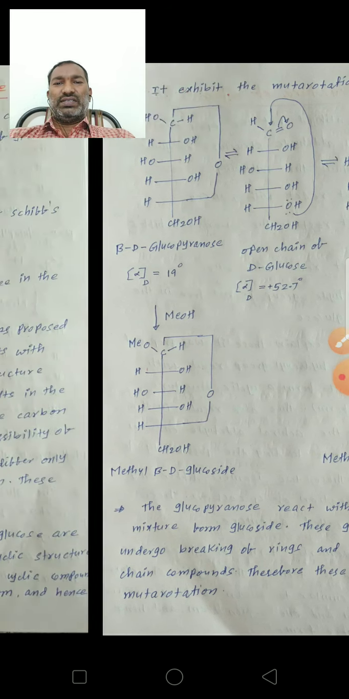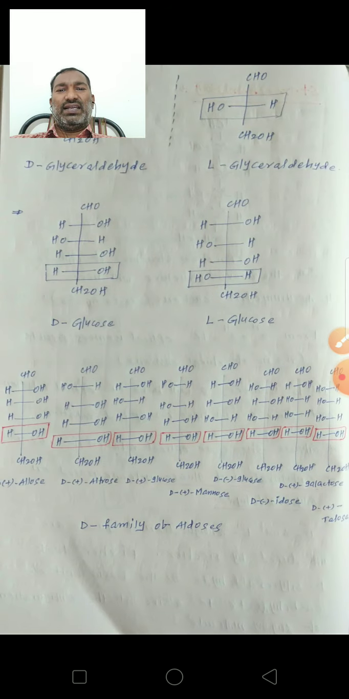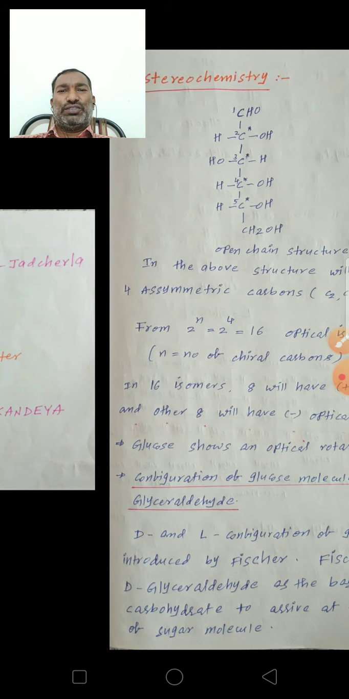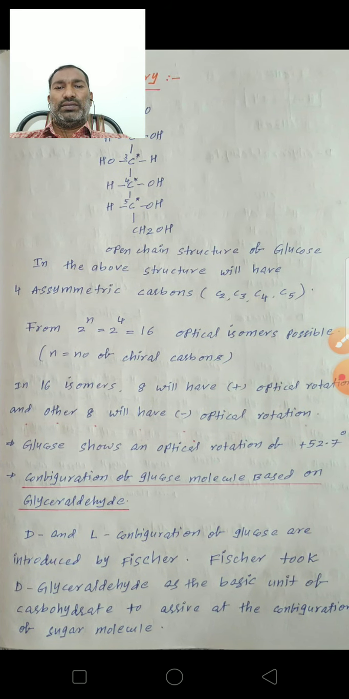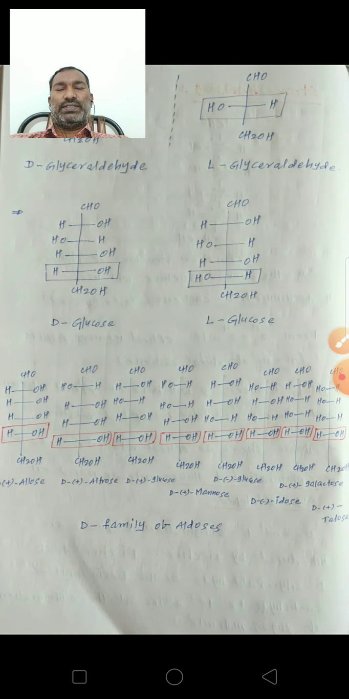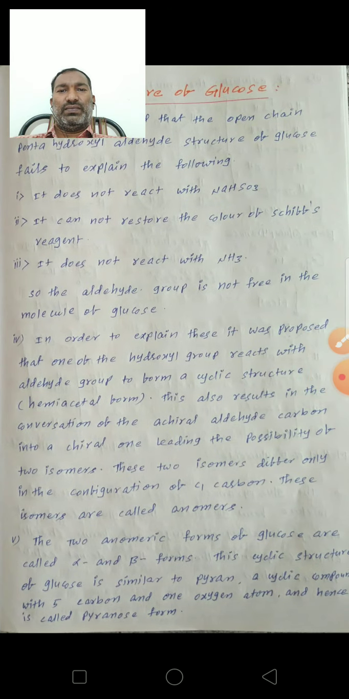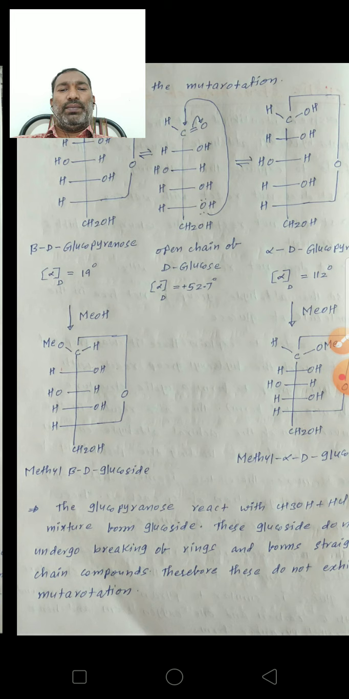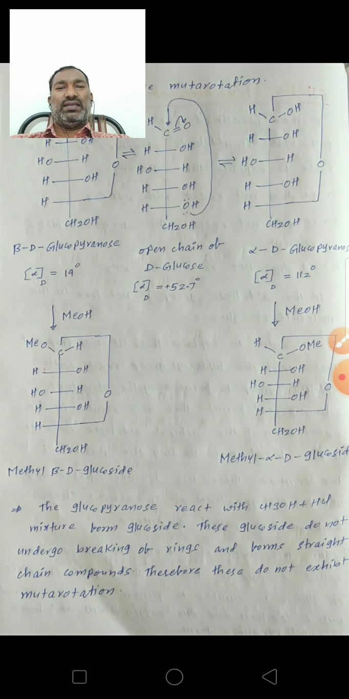So this is the cyclic structure and stereochemistry of the glucose molecule. The glucose molecule in cyclic form is the pyranose. This cyclic form is known as a hemiacetal form. The hemiacetal forms are two isomers: one is alpha D-glucopyranose and the other is beta D-glucopyranose.